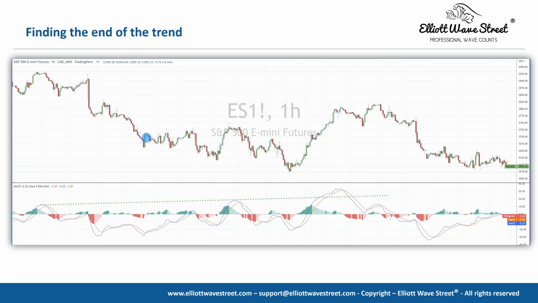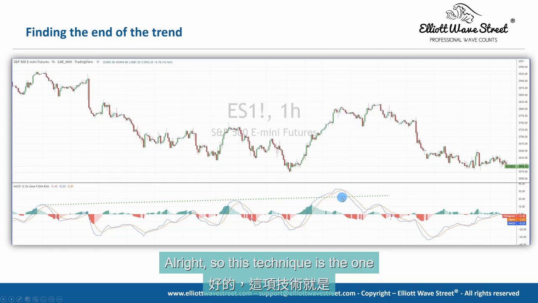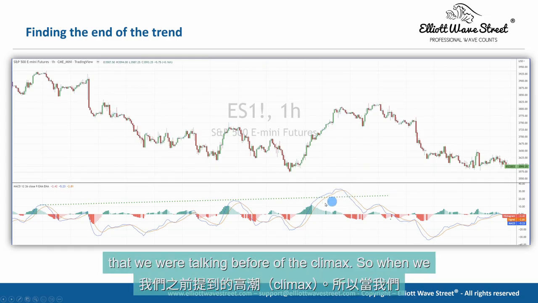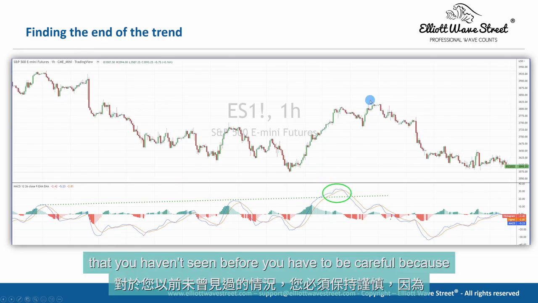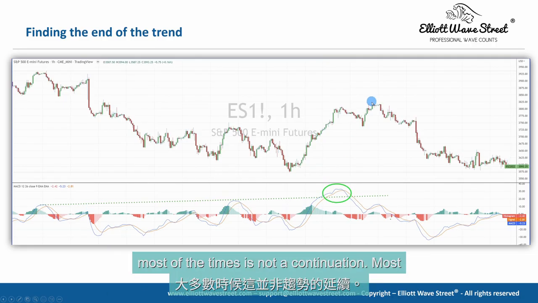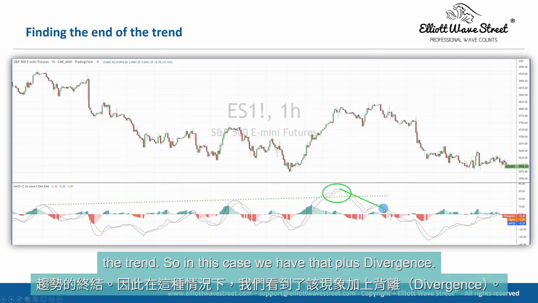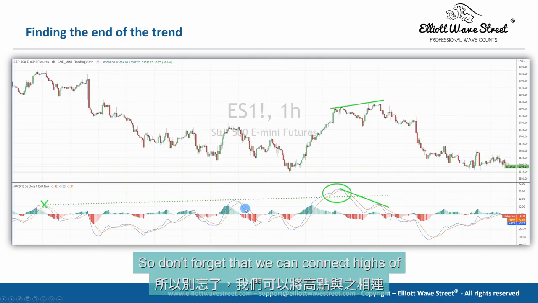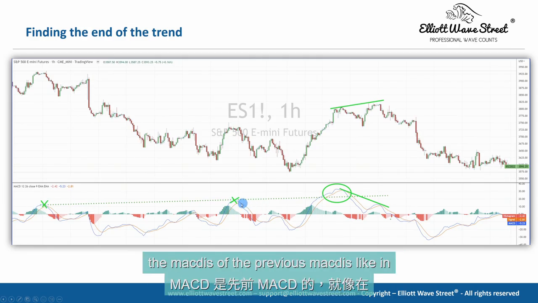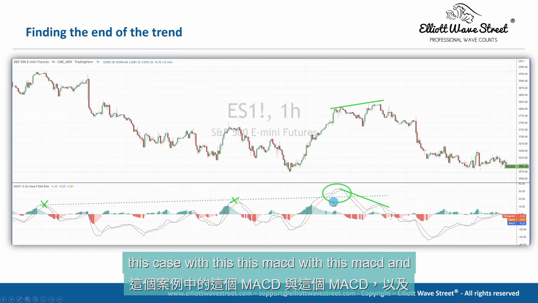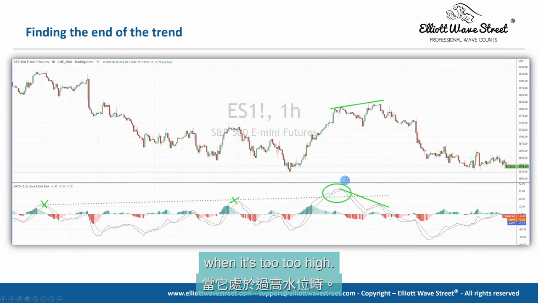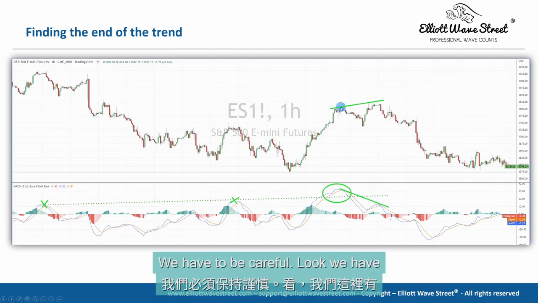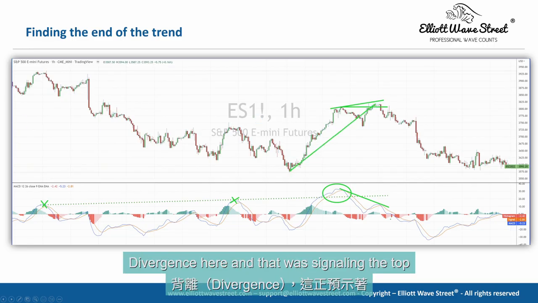All right, so this technique is the one that we were talking about before, the climax. When we have a huge MACD, something that you haven't seen before, you have to be careful because most of the time it's not a continuation. Most of the time it's the end of the trend. So in this case, we have that plus divergence. Don't forget that we can connect highs of the previous MACDs, like in this case, this MACD with this MACD. And when it's too high, we have to be careful. Look, we have a divergence here, and that was signaling the top of this leg on the S&P.